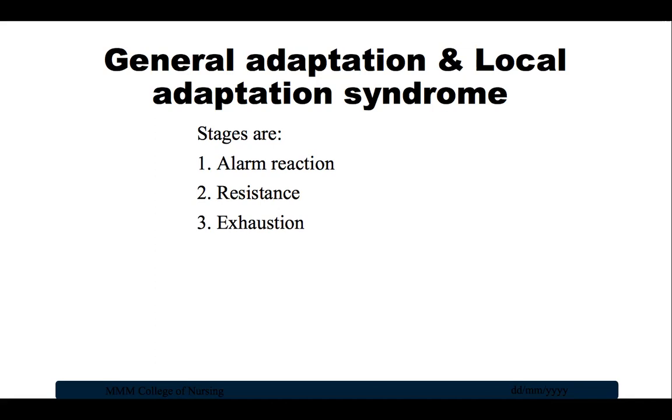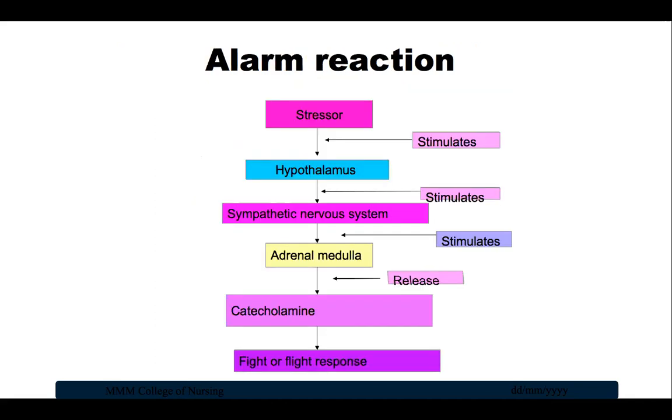Now let us see the alarm reaction. It is the body's initial reaction to a stressor, which occurs when the hypothalamus stimulates the sympathetic division of the autonomic nervous system and the adrenal medulla, leading to the release of catecholamines such as epinephrine and norepinephrine, which leads to the alarm reaction, that is the fight or flight response.